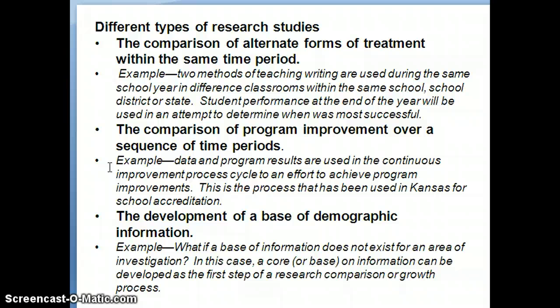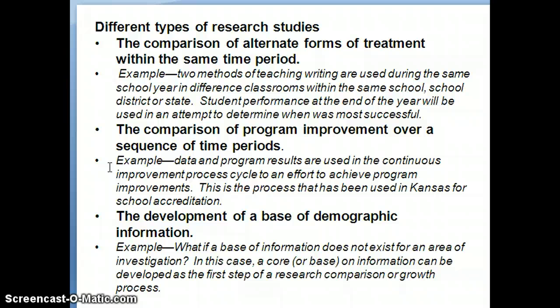We want to look at some different types of research studies that we're going to be looking at, and here are 3 good examples to look at here. The most common thing that we hear about in research, and you'll be reading lots of studies about, is where we look at alternative forms of treatment within the same time period. So go back to our example of Study Island.